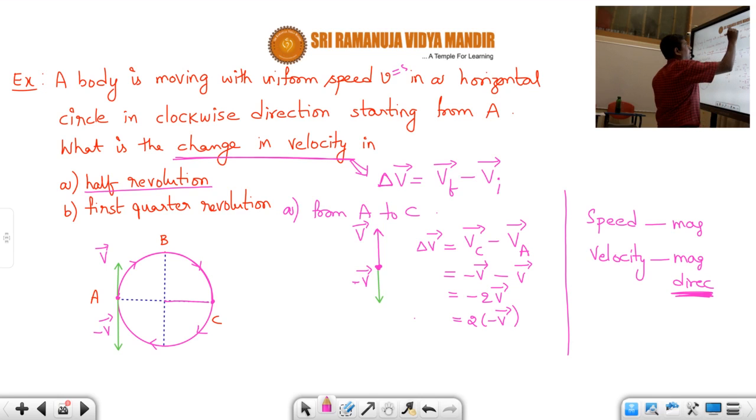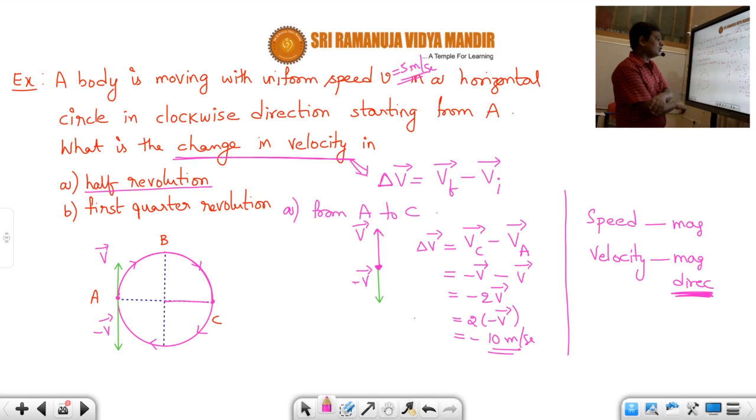Suppose if v is equal to 5 meters per second, then the change in velocity is minus of 10 meters per second. Minus indicates which side, students? Downward, because we are taking upward as positive. So therefore the change in velocity is towards downward. Downward how much, students? 10 meters per second.